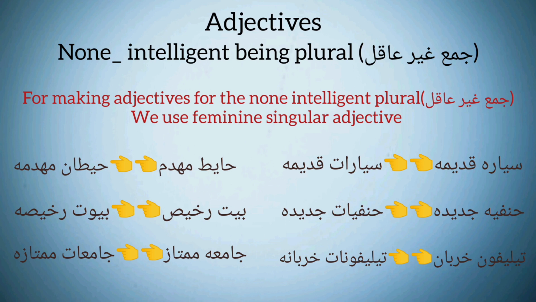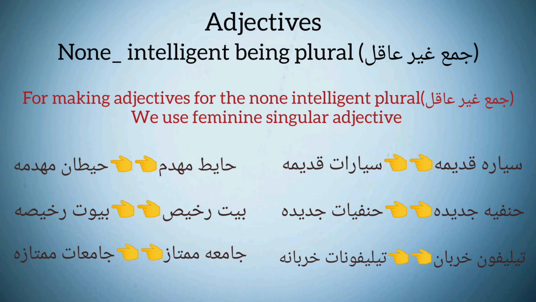حايط محدم. حايط means wall and محدم means destructive. Destructive wall. But حيطان محدمة. حيطان محدمة means destructive walls. And as you know, حيطان is a non-intelligent being plural. Then we have to use a feminine singular adjective. حيطان محدمة. Not محدم. محدمة. Okay.